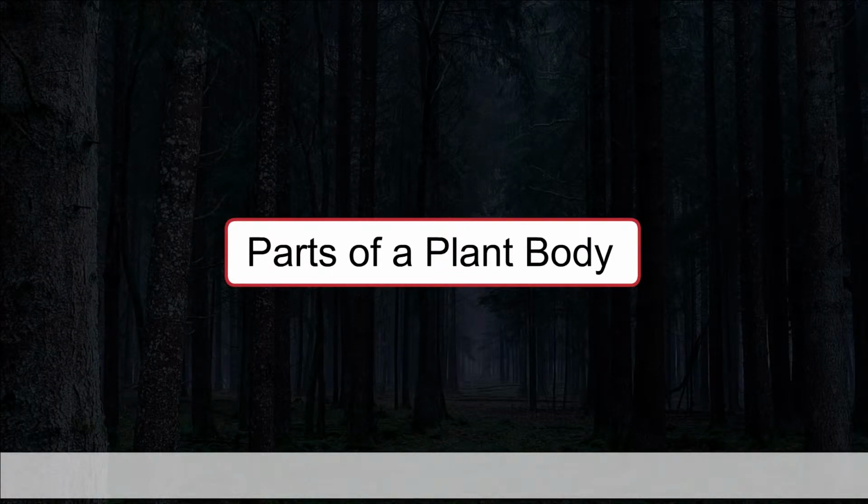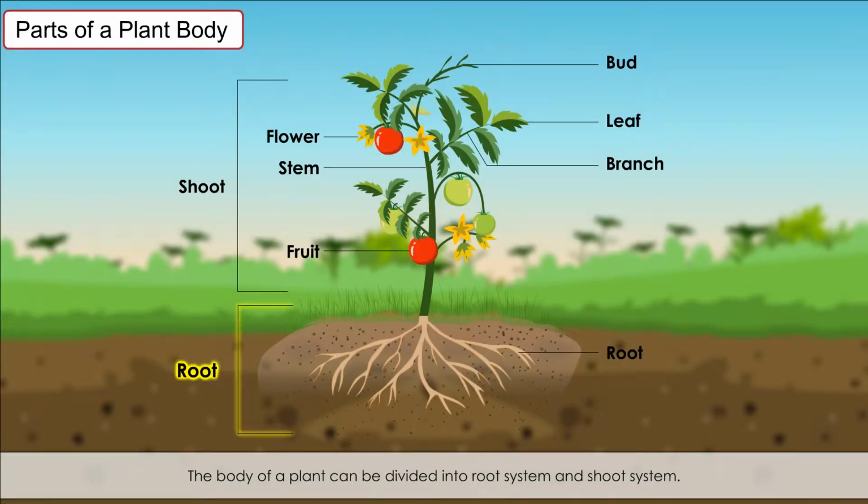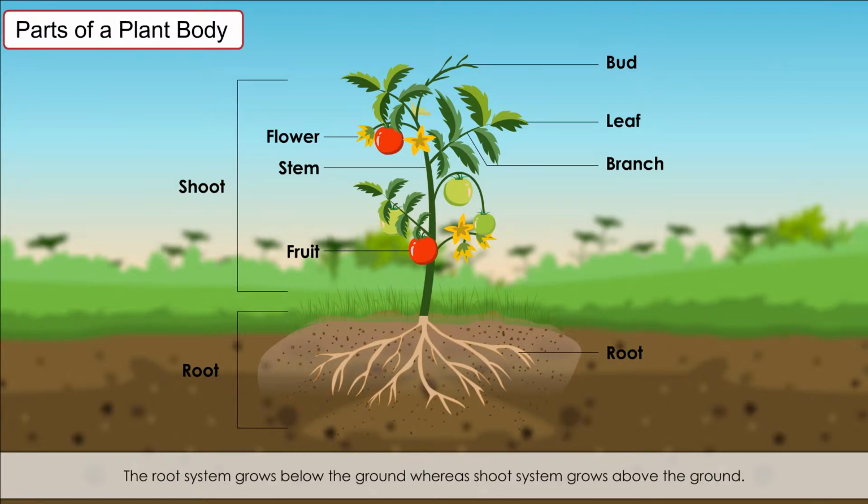Parts of a plant body. The body of a plant can be divided into root system and shoot system. The root system grows below the ground, whereas the shoot system grows above the ground. The shoot system bears branches, leaves, flowers, fruits, and seeds. The root system provides anchorage to the plant. It also helps to absorb minerals and water from the soil and delivers to the shoot system. Shoot system uses these substances to manufacture food for the whole plant.